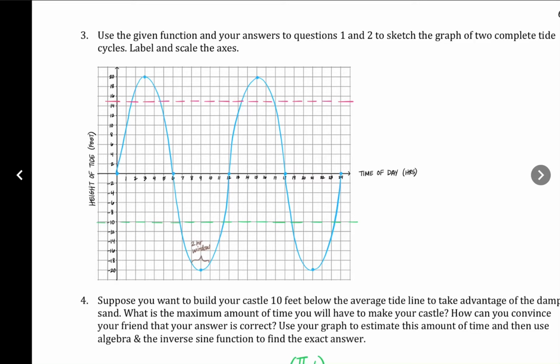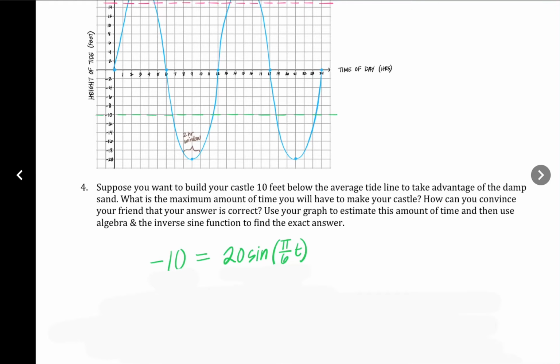So on number 4, it says you want to build your sand castle at 10 feet below the average tide line. So if you notice, I actually drew a line right here at 10 feet, so I can visually approximate what time I think that happens at. And just by looking at the graph, it looks like maybe right there around 6.5 hours, and right here closer to 11.5 hours. When I go ahead and solve for those values on number 4, make sure they come back to those values, because that's what we can do. We can actually set our equation equal to -10 and solve.